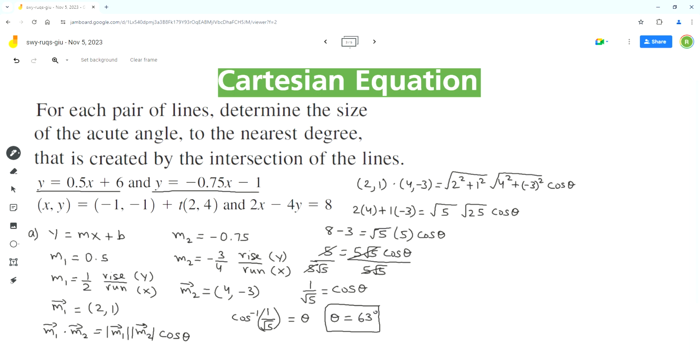Now we can analyze the second pair of lines. The second pair of lines are given in different forms. The first equation is given in vector form, and from the vector form we can find the direction vector of the line, which is with the parameter t. So the direction vector of the first line is 2, 4.